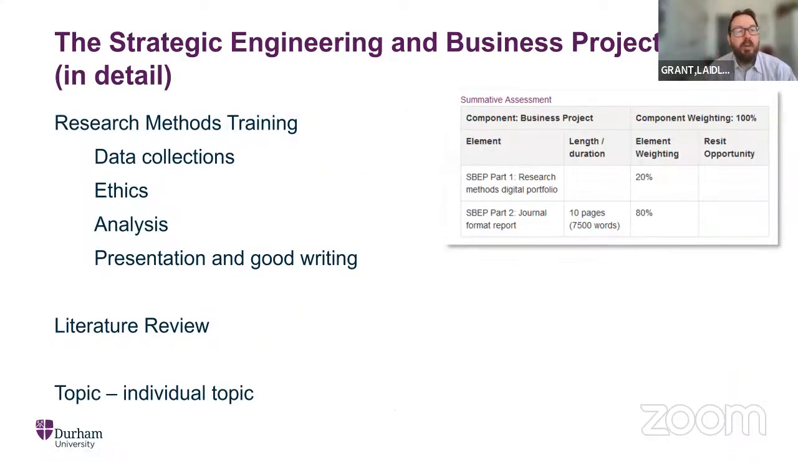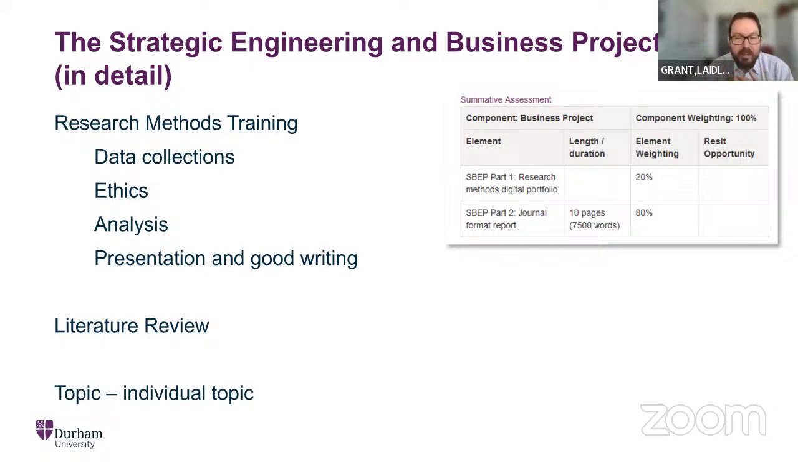Strategic business and engineering project in detail. What we have here is really a two-part course. You have research methods training, with about 15 to 20 or so seminars where we cover a wide variety of topics. We've done stuff on data collection, on ethics, and we're going to be doing stuff on presenting data. And we've talked about how you find good papers and bad papers and how you critically assess whether a paper is good or bad.